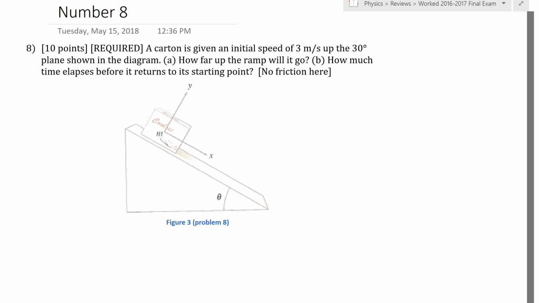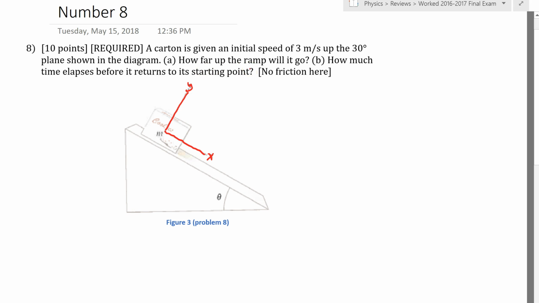All right, number 8, you've got a box sliding, or a carton sliding, on a ramp at an angle. They show you what coordinate system would be best, and this is really true for every ramp problem: having one axis perpendicular to the ramp and one axis parallel to the ramp. It makes your life a lot easier when you start breaking down the vectors into different components, especially for this problem, because they're asking you how far, if you push the box up the ramp with a speed of 3 meters per second, it will go up the ramp.